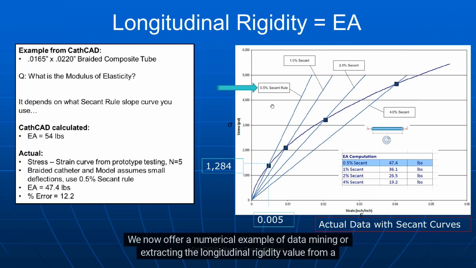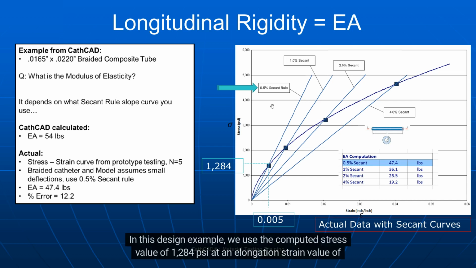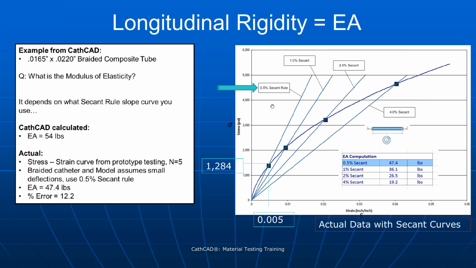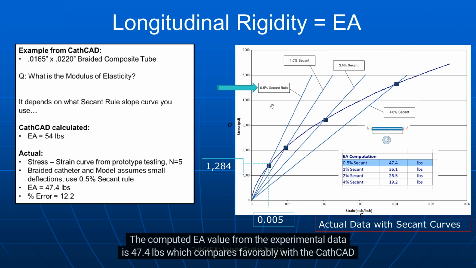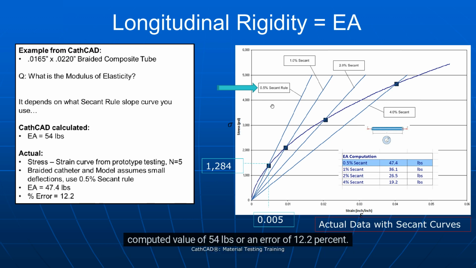We now offer a numerical example of data mining, or extracting the longitudinal rigidity value from a catheter sample. In this design example, we use the computed stress value of 1,284 psi at an elongation strain value of 0.5% or 0.005 inch. The computed EA value from the experimental data is 47.4 pounds, which compares favorably with the CathCAD computed value of 54 pounds, or an error of 12.2%.